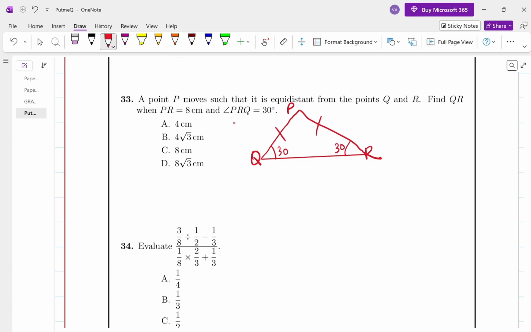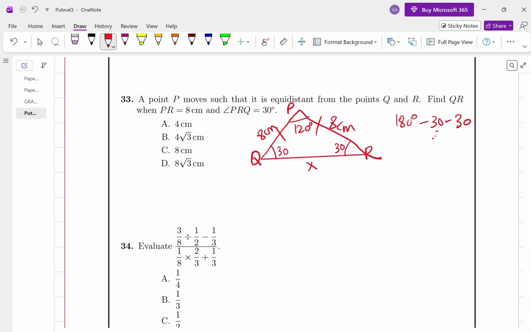Angle in a triangle is 180. So 180 minus 30 minus 30 will give 120 for that very angle. Now we're told that PR is 8 centimeters. So this is 8 cm, this is 8 cm. And then we're asked to find QR, which is this other one. So that's X.